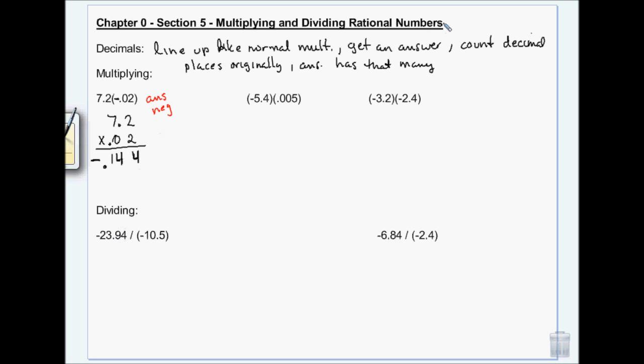They follow the same rules as integers. Okay, so if I multiply these two together, negative times a positive, what's my answer going to be?